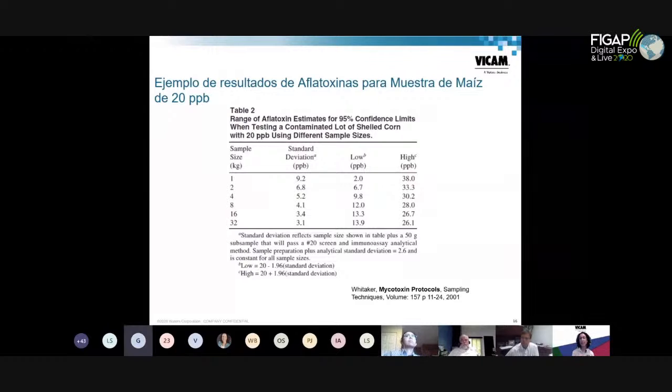And this gives you an example in corn of the type of variability that you can see, which is actually quite large. So the smaller sample size you take, you'll see larger variation in results. And the larger sample size you take, you'll see smaller variations in results.